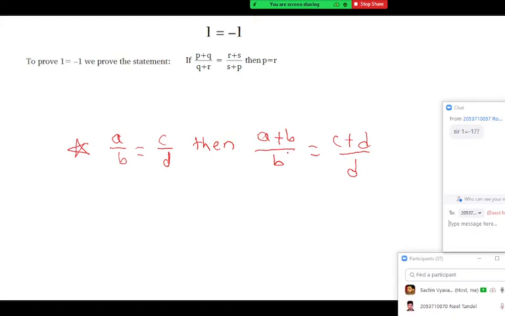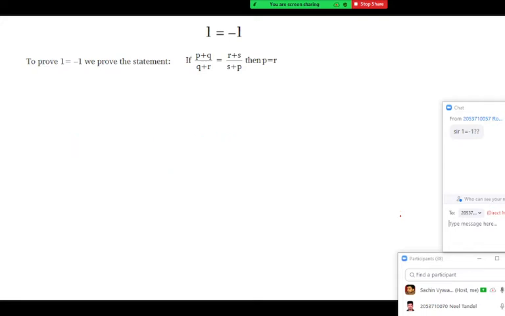So we know componendo, and componendo and dividendo, if you do both the things, we can say (A plus B) upon (A minus B) is equal to (C plus D) upon (C minus D). Actually each ratio is equal to that one. So if I want to say it in general, let me write it. If we have a ratio like this, A upon B is equal to C upon D, then that is it.